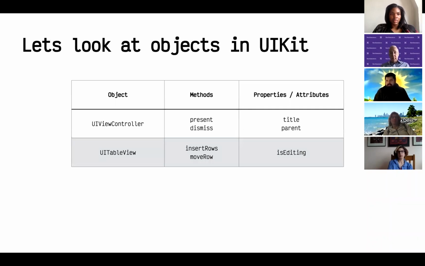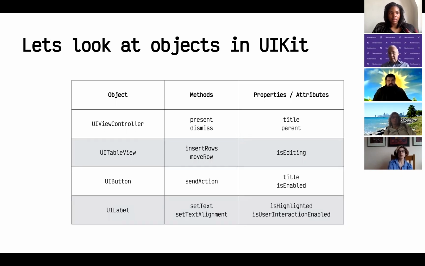A table view, that's another one. That's an object, and it has methods, such as insert rows, move row, or you can ask if you're in editing mode, so it has attributes. A button, that's an object. A label, that's an object, and these all have methods and properties. So you're going to see these everywhere in iOS.